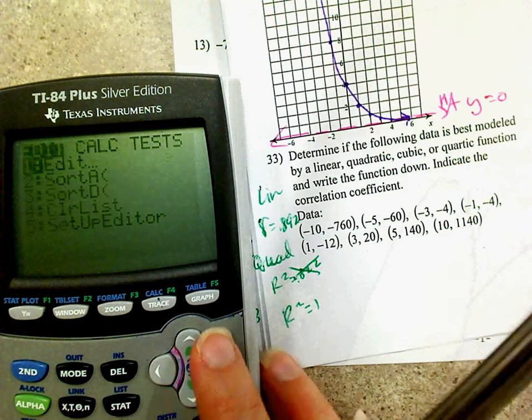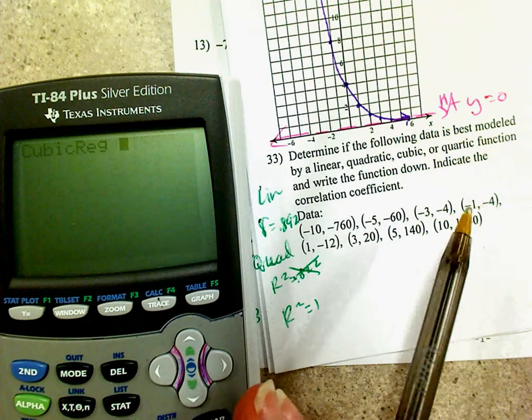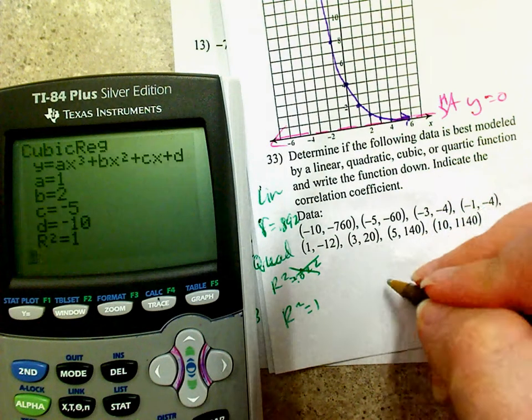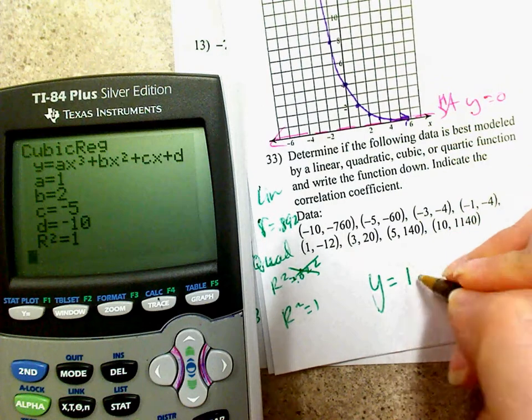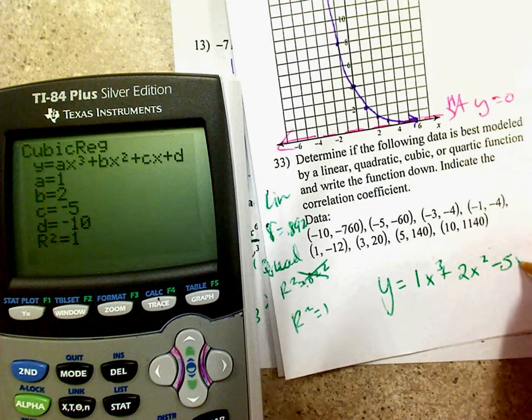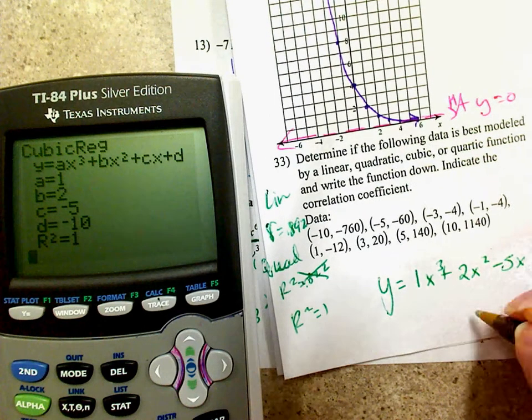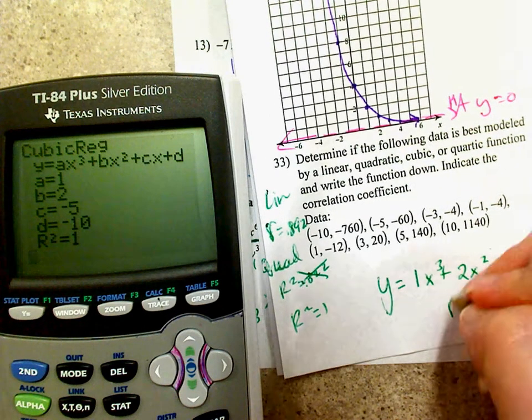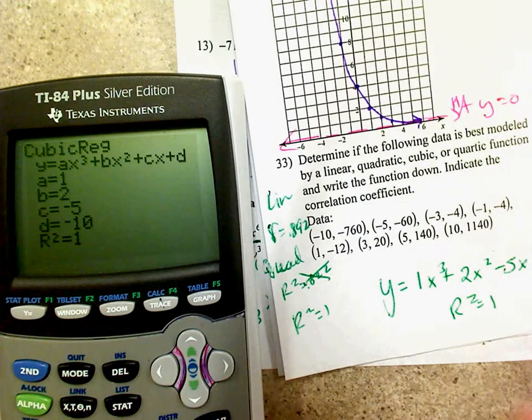So my cubic function is 1x cubed plus 2x squared minus 5x minus 10, and r squared equals 1. Okay. And there we go.